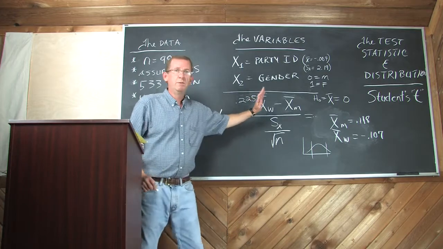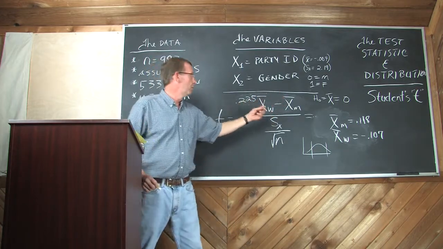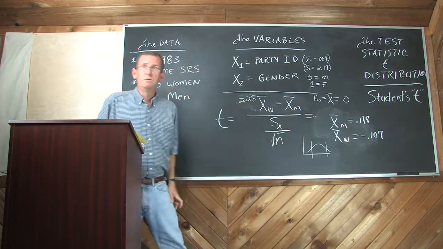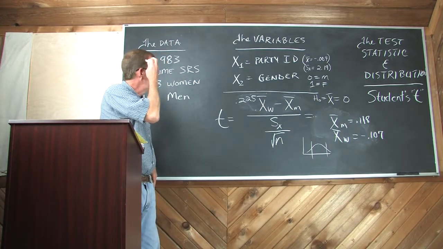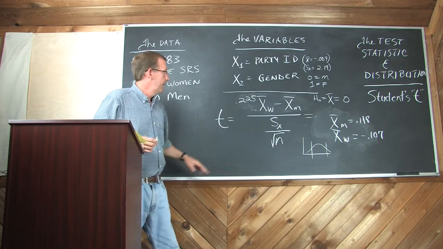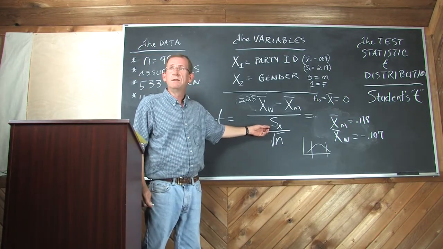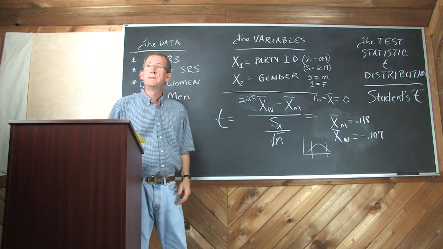Right? If you put one in front of the others, if you put men over here and women over there, it's a minus and minus, which is plus. So the difference is 0.225, and we're going to use the same values here as we did last time.